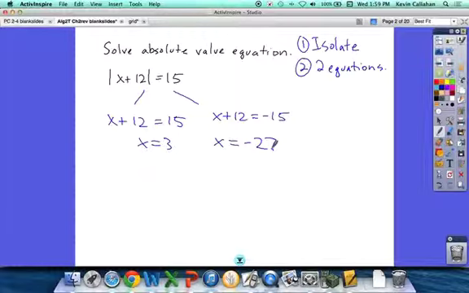Is there a third step? You could check, right? Which is a little more important if you had the variables inside and outside, then it's definitely something you need to do. But in this one, you don't have that. It's still a good idea to check. Check. Right? 3 plus 12 is 15. Negative 27 plus 12, negative 15. Both check. We're good.